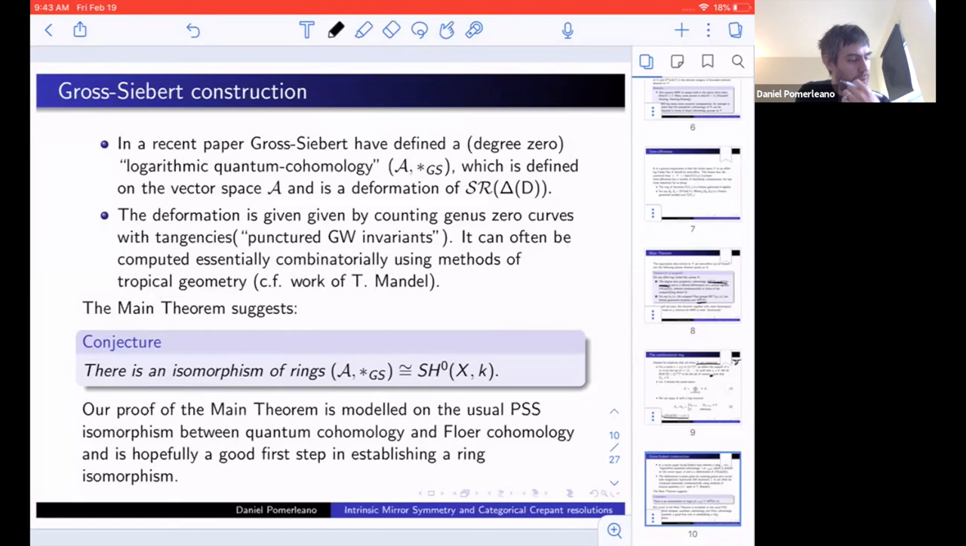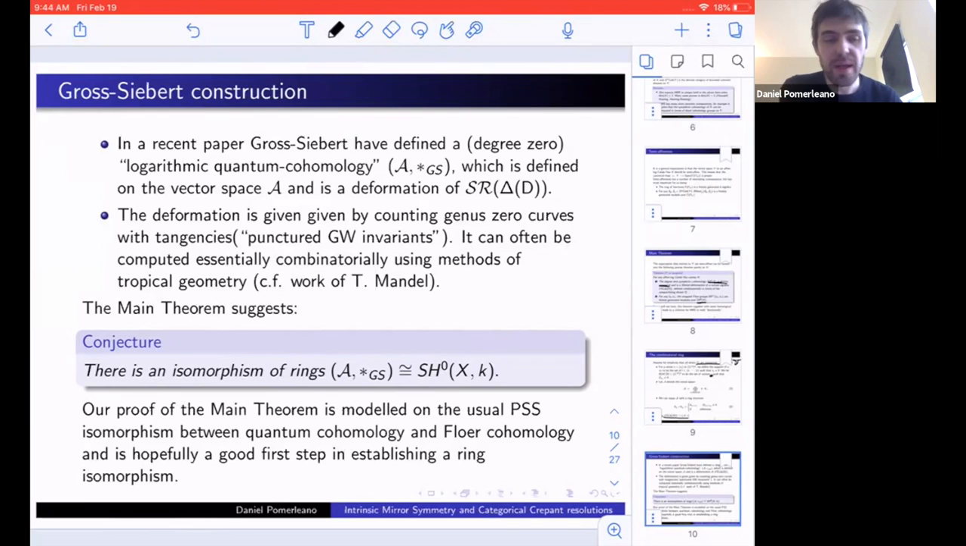And so our proof of the main theorem, the way in which we prove that symplectic cohomology is a deformation of this combinatorial ring SR, is modeled on the usual PSS isomorphism between quantum cohomology and Floer cohomology. And so it's hopefully a good first step to checking this conjecture. It's like the additive part of this conjecture. It gives a canonical additive isomorphism.